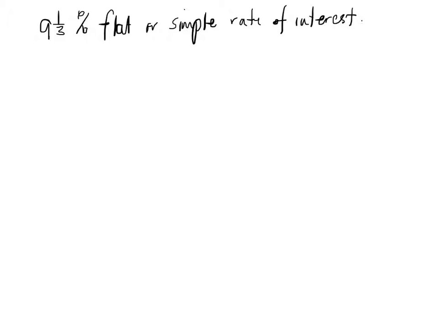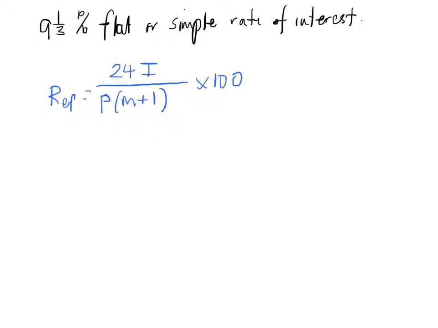The first one we use when we don't know what the flat rate of interest is. So we don't know that we've got this 9 1/3%. And what it basically says is the effective rate of interest is equal to 24 times the total amount of interest paid divided by the principal times by how many months there are, add 1, times by 100. Or you can look at it as 2400I over PM plus 1. So they're the same thing, it's just I've got rid of that times by 100 by putting it up the top. So that's the first one we could use.